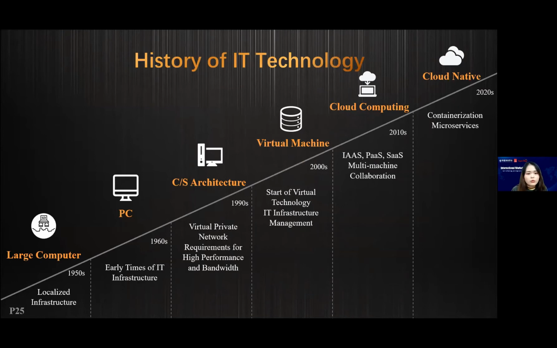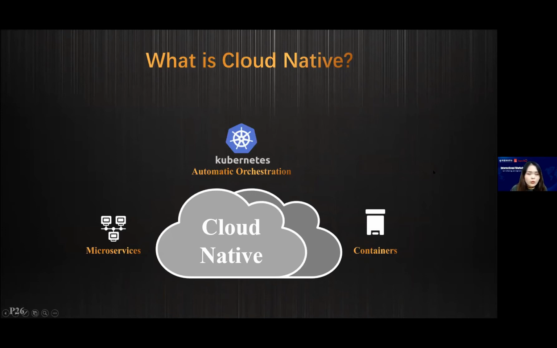Let's look back at our IT history. From large computers, PCs, client and server architecture, virtual machines, to cloud computing, our hardware and software improved a lot. And in the 2020s, it's the time for cloud native to improve our IT technologies. What is cloud native? It's about a bunch of loosely coupled microservices running in containers, with automatic orchestration by container management tools like Kubernetes. Cloud-native technology empowers us to build very scalable applications in public, private, or hybrid clouds, and helps us create a better cloud computing world.